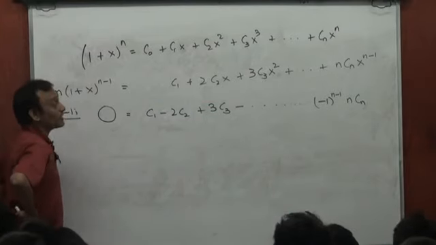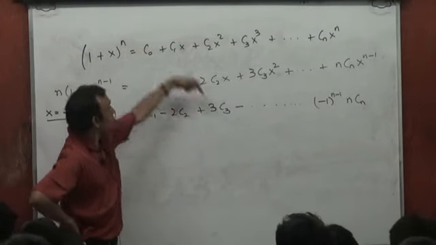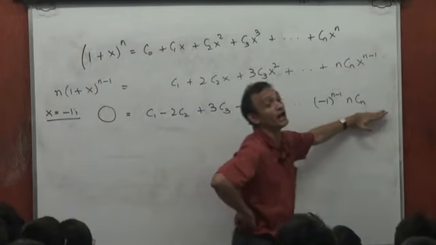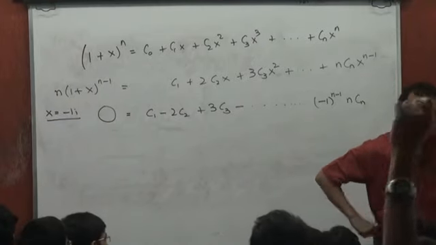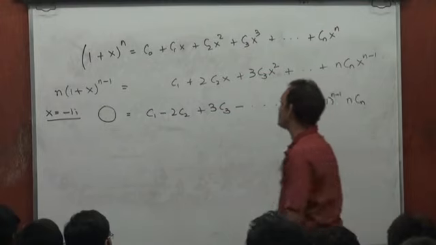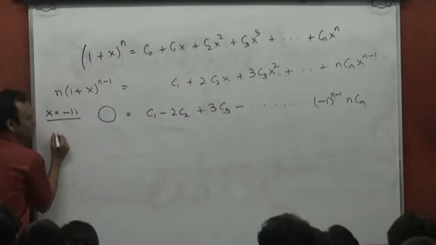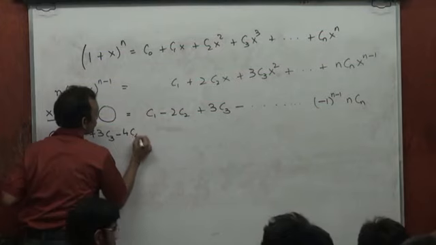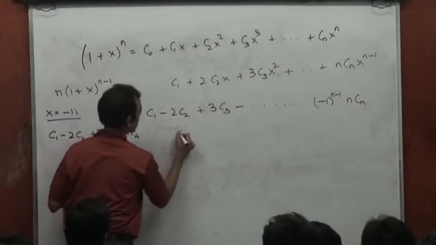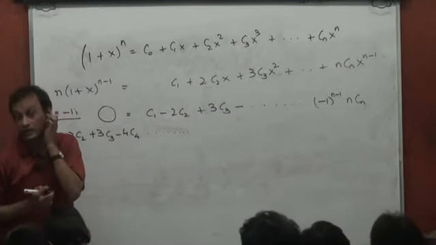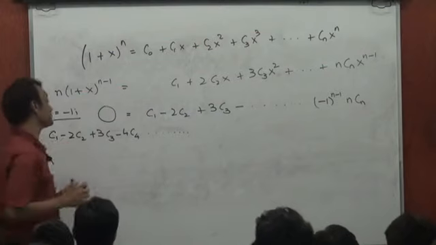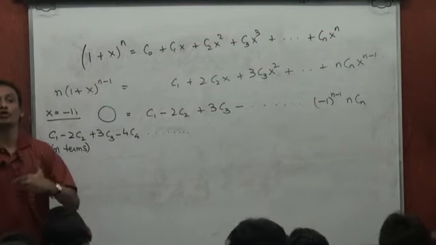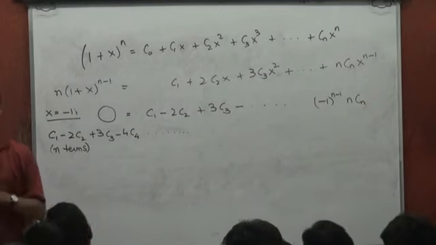Now, let me look at it in the raw format. Just this expression, without taking recourse to the process format, without differentiating. If someone just gave me this expression and I had to deal with this, what do I do? Independently, from absolutely independent consideration. So, I am talking of C1 minus 2C2 plus 3C3 minus 4C4, etc. How many terms are there in this? N terms, right? Write it in the raw format.